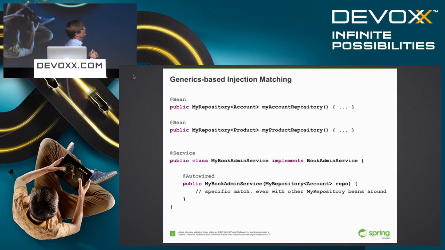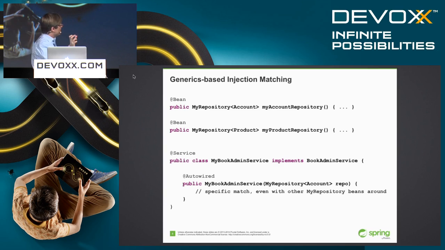As of Spring Framework 4.0, Spring fully evaluates such generic type structures. So in a different class in your code base, where your MyBookAdmin service says, I want this MyRepository of Account. And that's how I declare it in my constructor signature. This constructor down here at the bottom is pretty specific, right? It says, I want a MyRepository of Account. The framework is, as of 4.0, now fully capable of doing a type matching algorithm where it finds the most specific match for this generic type declaration without any additional metadata.